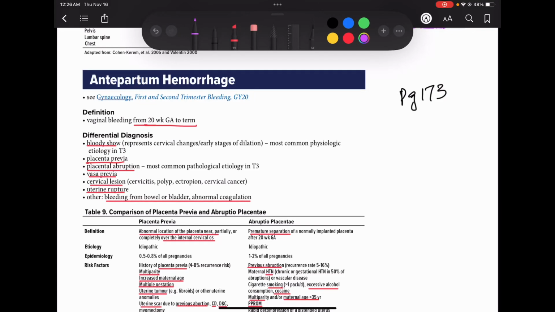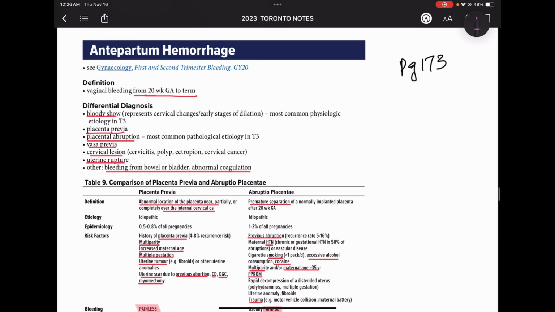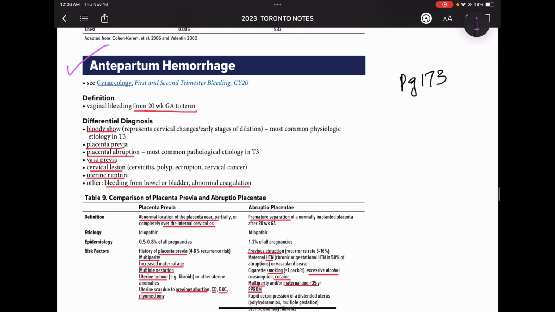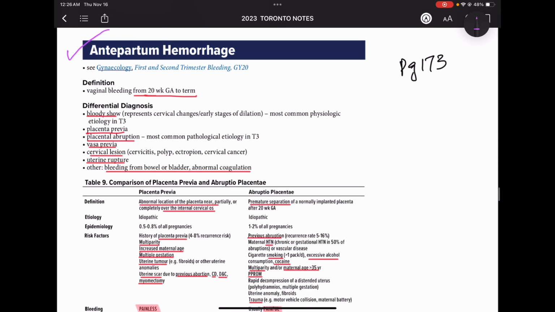In this video, I'm going to talk about antepartum hemorrhage. So how would we define antepartum hemorrhage? It is basically vaginal bleeding from 20 weeks of gestational age to term. If the bleeding occurs anywhere in between this, we call it antepartum hemorrhage.